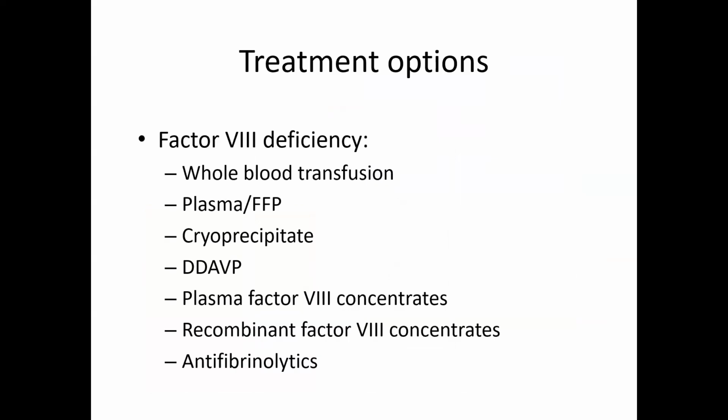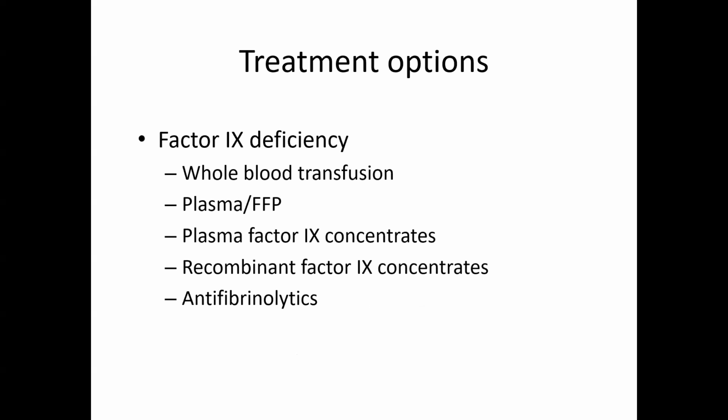So treatment options, what are the treatment options for factor 8 deficiency? You have whole blood transfusion, FFP, cryoprecipitate, desmopressin, plasma factor 8 concentrates, recombinant factor 8 concentrates, and your antifibrinolytics. Treatment options for factor 9, we have whole blood transfusion, we have fresh frozen plasma, plasma factor 9 concentrates, recombinant factor 9 concentrates, and your antifibrinolytics.